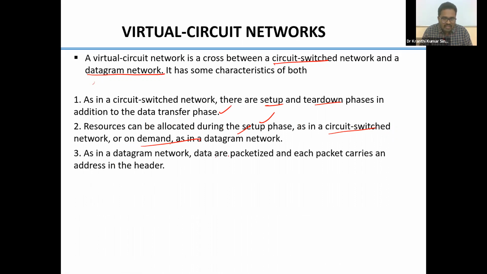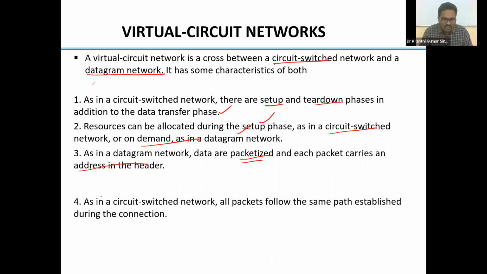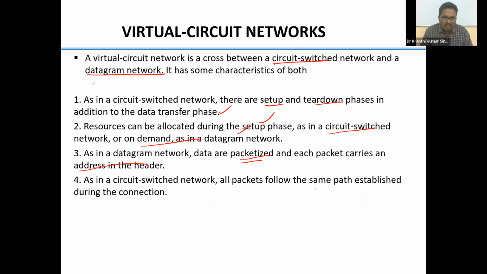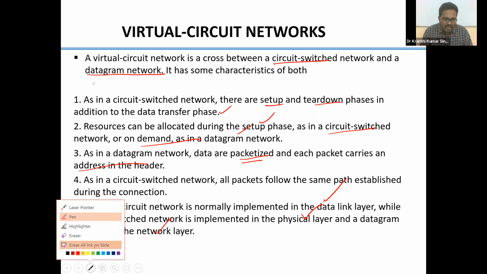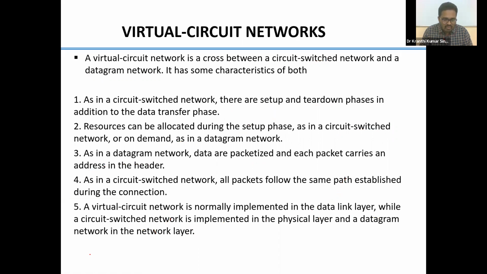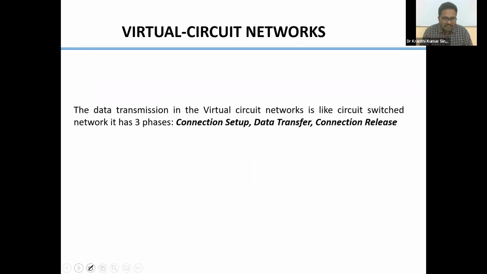As in a datagram network, data are packetized and each packet carries an address in the header, of course. As in a circuit switching network, all packets follow the same path established within the connection. But how will it happen? A virtual circuit network is normally implemented in the data link layer, while a circuit switching network is implemented in the physical layer, and a datagram network is implemented in the network layer. As of now, we completed the explanation of network layer packet switching implementation and physical layer circuit switching implementation. Now we will see how we can implement this virtual circuit switching concept in the data link layer.